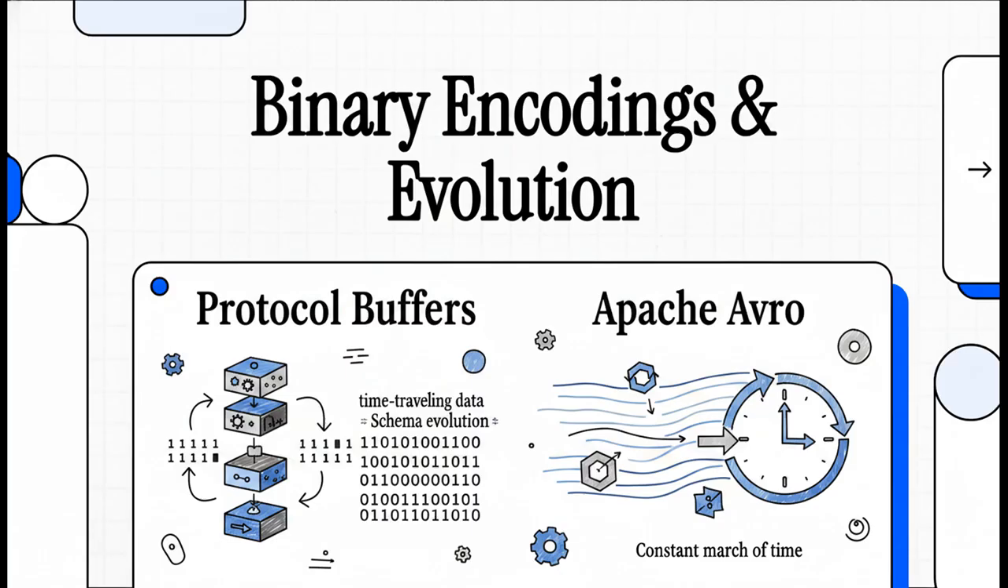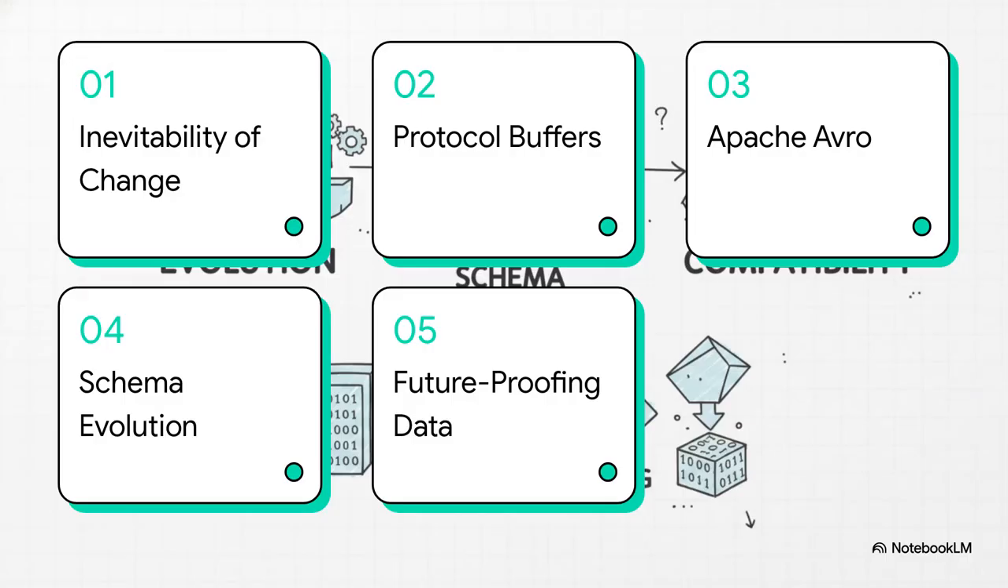So we're going to explore the ingenious mechanisms, specifically heavy-hitting binary encodings like protocol buffers and Apache Avro, that let your systems gracefully handle this constant march of time. They ensure your data structures can evolve without completely breaking the applications relying on them. Here's our roadmap for today. We'll start with the hook, the inevitability of change. Then a deep dive into protocol buffers, followed by a deep dive into Apache Avro. After that, we'll look at schema evolution, and finally wrap up with a summary on future-proofing your data.